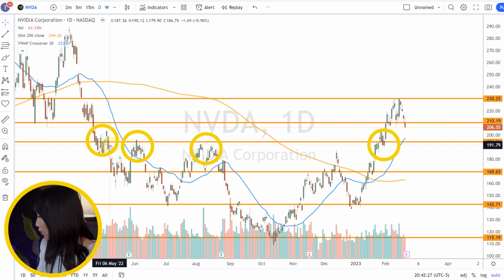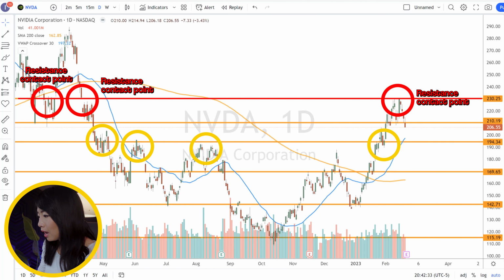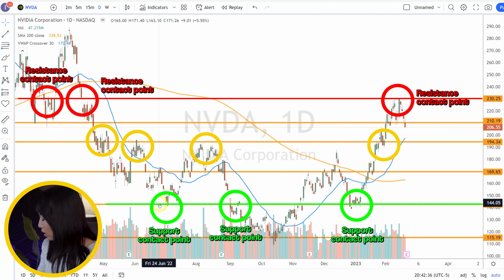Once over here on this level, 194, once, twice, 3, 4 times. Same as resistance, once, twice, 3 times. Support over here, 140s, once, again, over here.